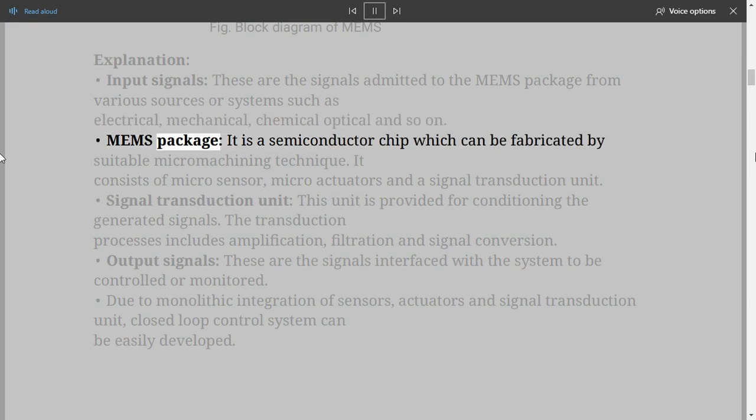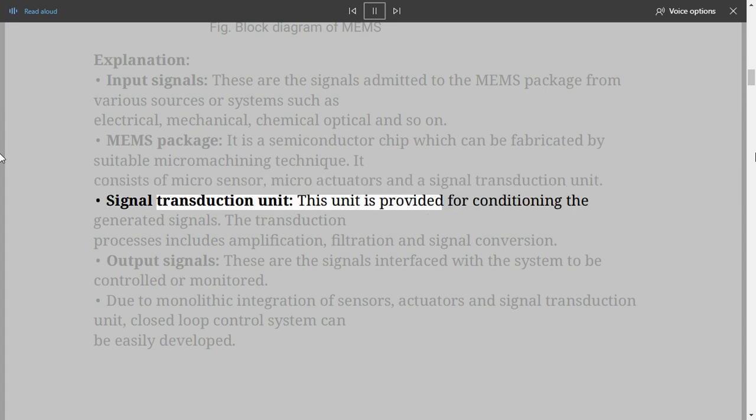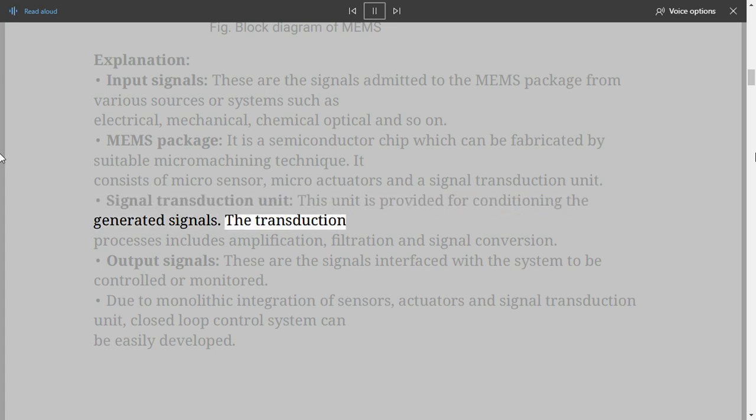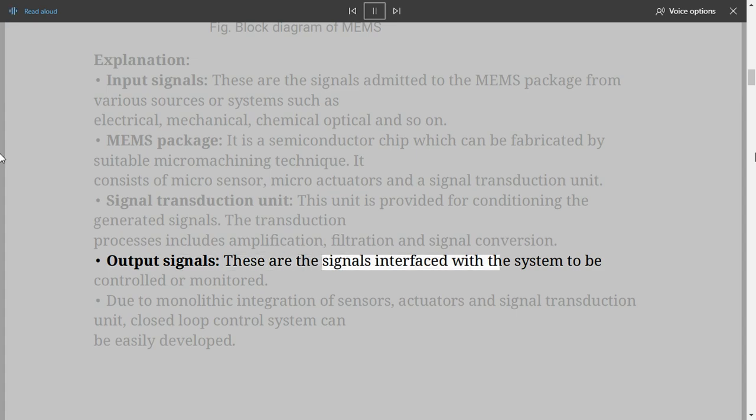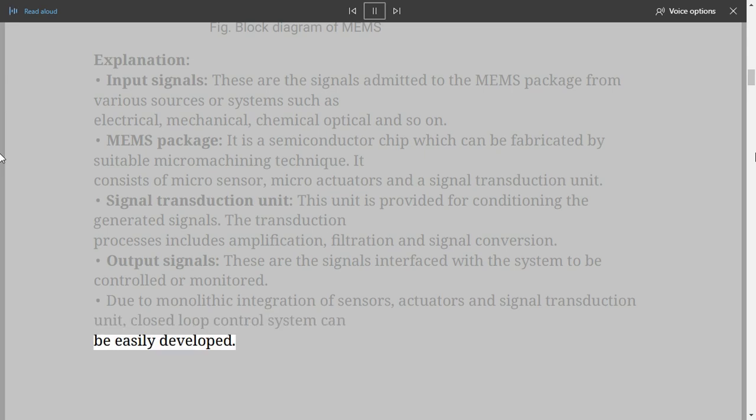MEMS package: it is a semiconductor chip which can be fabricated by suitable micromachining technique. It consists of microsensors, microactuators, and a signal transduction unit. Signal transduction unit: this unit is provided for conditioning the generated signals. The transduction processes include amplification, filtration, and signal conversion. Output signals: these are the signals interfaced with the system to be controlled or monitored. Due to monolithic integration of sensors, actuators, and signal transduction unit, a closed-loop control system can be easily developed.